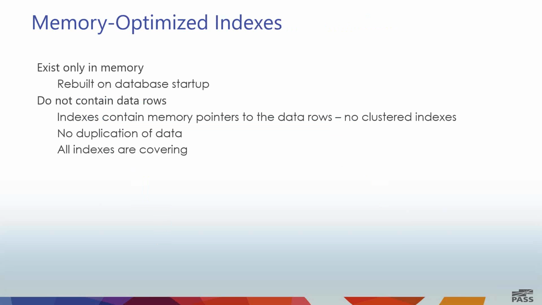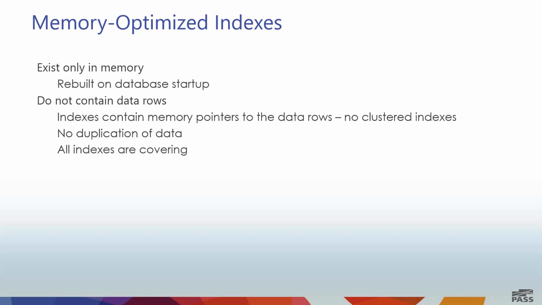So that's the table. Then the indexes. There are a couple of properties of memory optimized indexes that I would like to call out here. So first off, memory optimized indexes exist only in memory. They are actually built on database startup. So any operations in indexes are not logged, and there's no copy of the indexes on disk. Right? There's a copy of the data rows on disk, but not of the indexes.